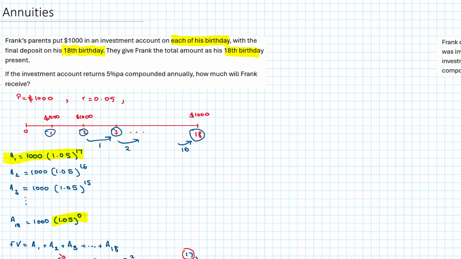We're going to take note. The first thing we need to do is make sure we highlight and identify the number of terms. So number of payments over here, we've got 18 years. And we are going to take note of the rate, which is 5%. Our amount of investment is $1,000. So let's go to our table.